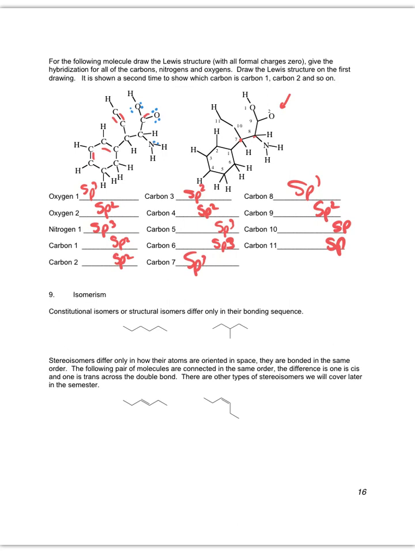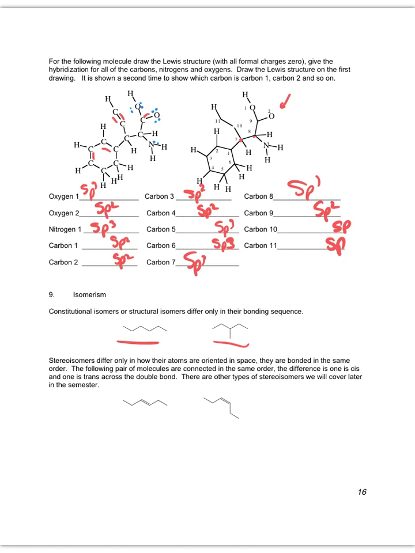And then the last thing about this is isomerism. Constitutional isomers or structural isomers differ only in their bonding sequence, so they're not connected in the exact same way. So in the first one we have 6 carbons in a straight chain, in the second one we have 5 carbons with a methyl off of it. Those are constitutional isomers, structural isomers of each other.